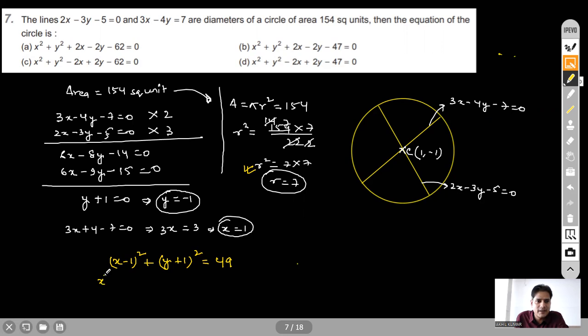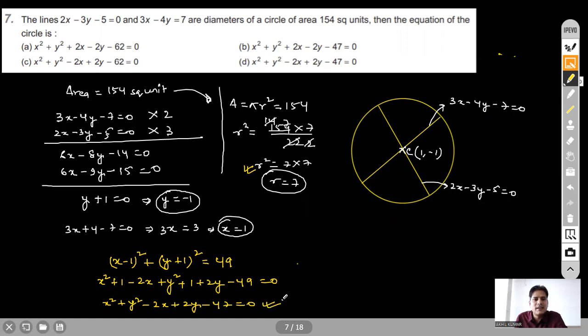So let's open it. It will become x square plus 1 minus 2x plus y square plus 1 plus 2y minus 49 is equal to 0. It is nothing but x square plus y square minus 2x plus 2y plus 1 plus 1 minus 49, that is minus 47, is equal to 0. Right? So this is the required equation of the circle: x square plus y square minus 2x plus 2y minus 47 is equal to 0. This is option number D. So D is correct for this question.